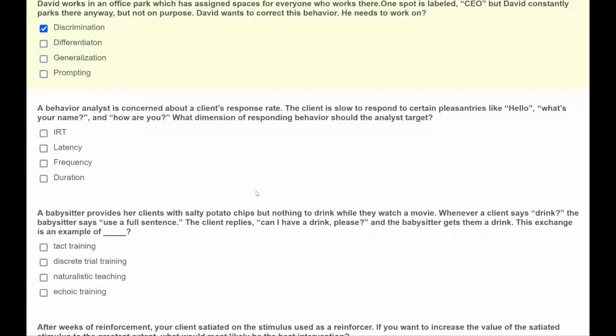Latency is time in between the SD and the first response. We need to reduce that time if the client is too slow. It's not frequency. We're not counting how often he responds. And it's not duration, okay, because we're not tracking the total time of the behavior. We're tracking time in between. That's a key difference. IRT and latency are worried about time in between. Duration is worried about the actual behavior and time spent engaged in the behavior. So what dimension of responding should they target? Latency, time in between SDs to responding.